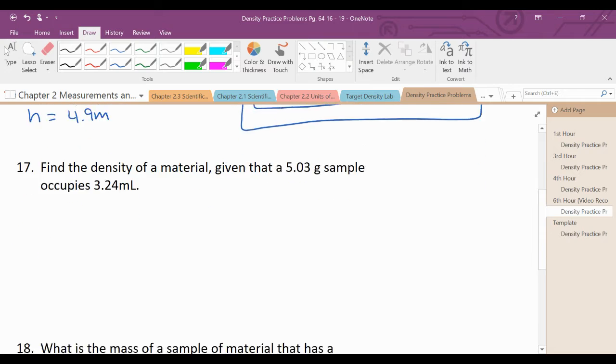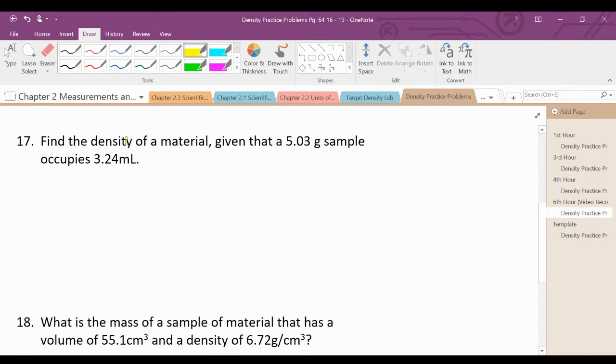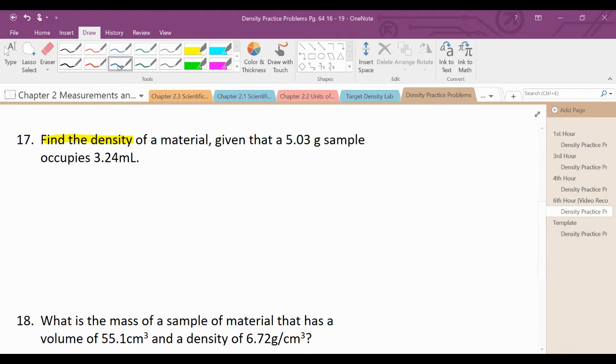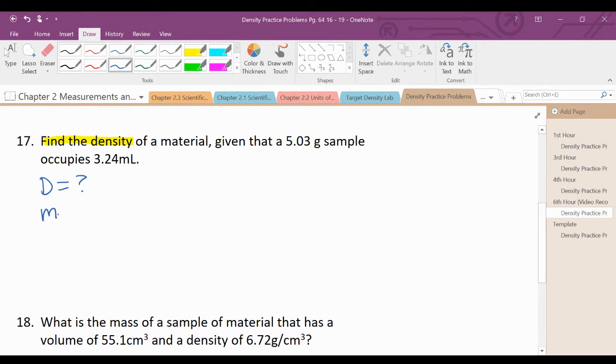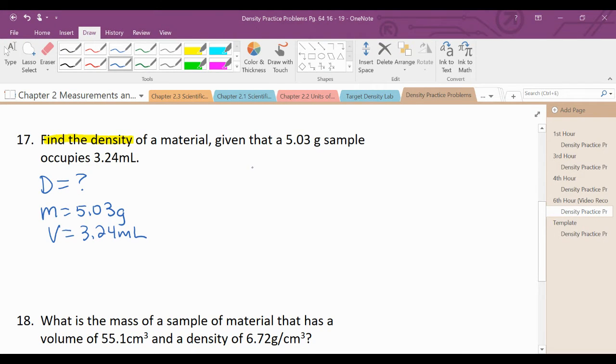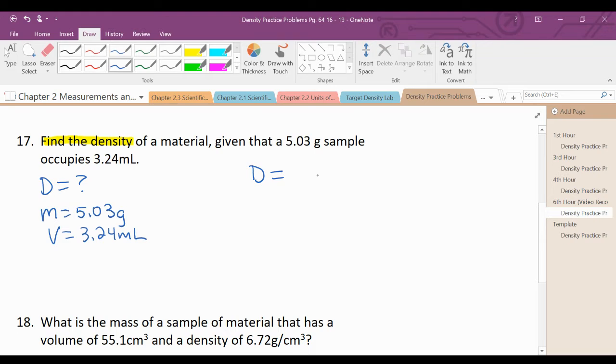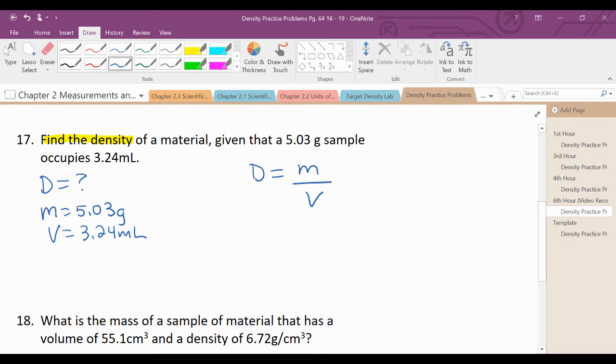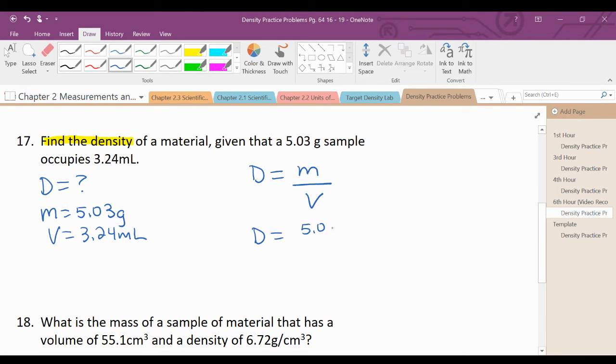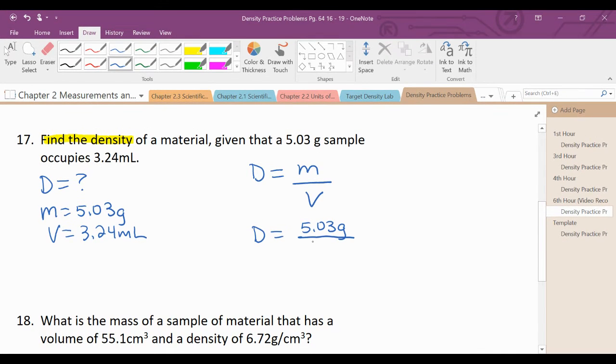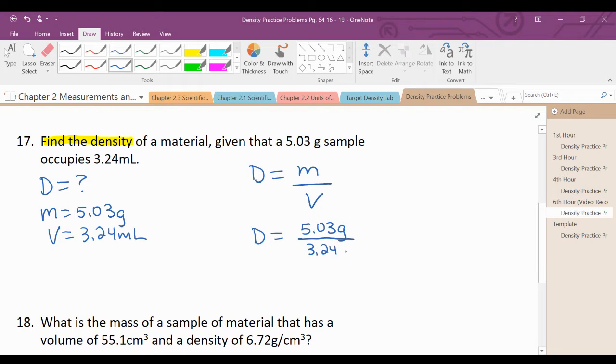Problem number 17. Find the density of a material given, so we're trying to find density. We have a mass of 5.03 grams. We have a volume of 3.24 milliliters. And so we know density equals mass divided by volume. Density equals mass, which is the 5.03 grams, divided by the volume, 3.24 milliliters.